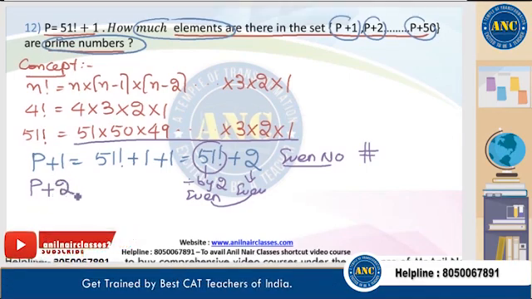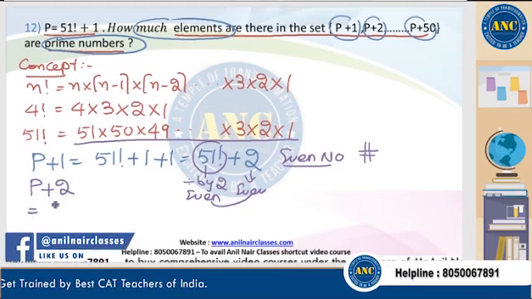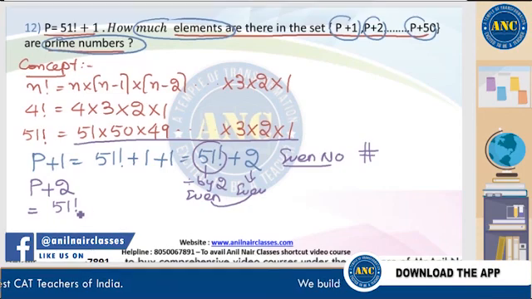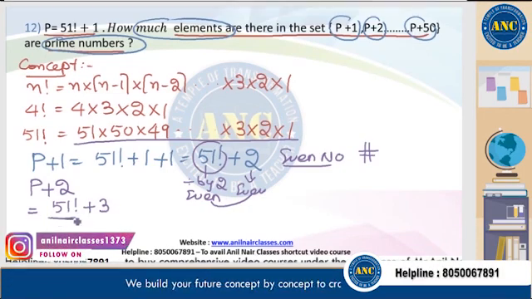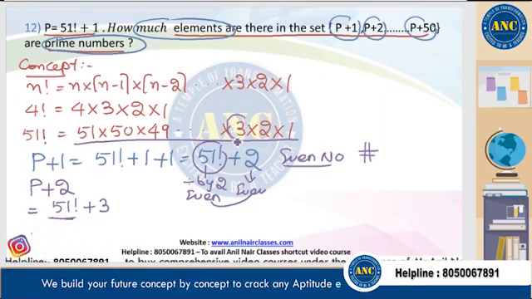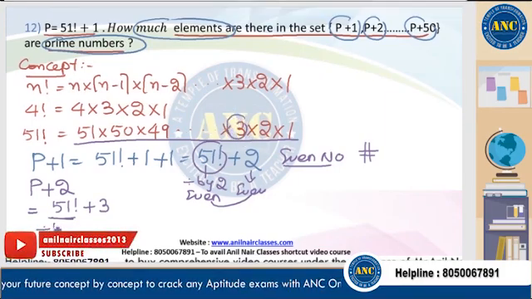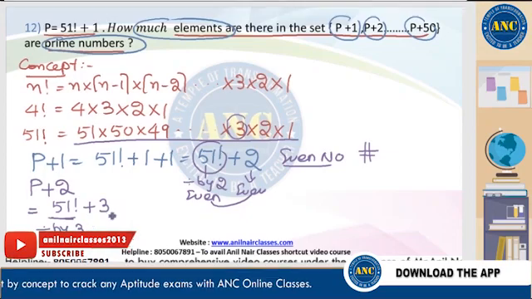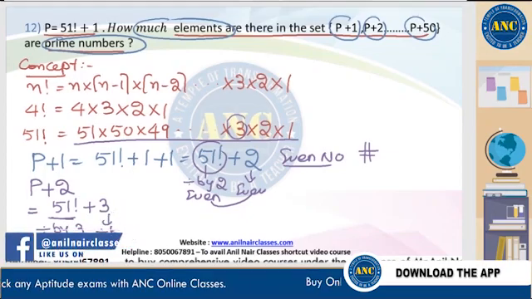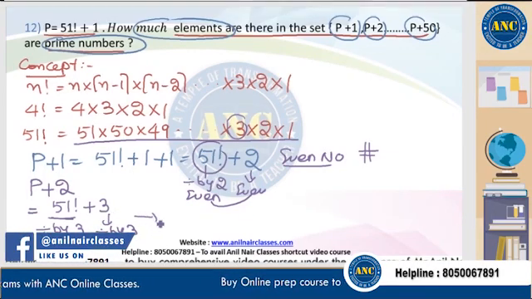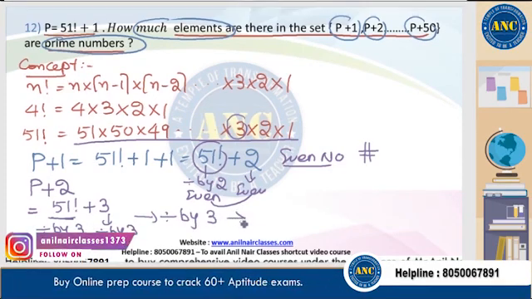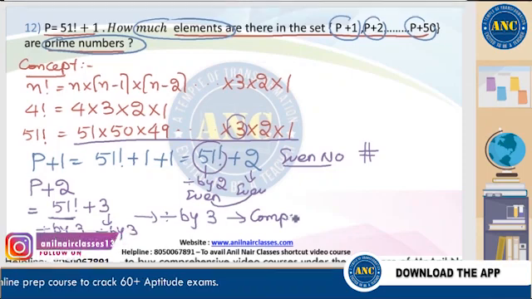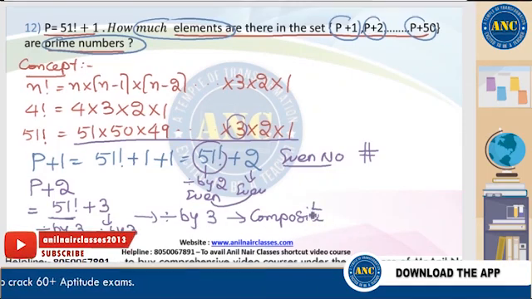Suppose I take P plus 2. P plus 2 is 51 factorial plus 1 plus 2, which is 51 factorial plus 3. 51 factorial contains 3, which means 51 factorial is divisible by 3. 3 is also divisible by 3. That means the answer is divisible by 3. If the number is divisible by 3, P plus 2 will be a composite number.